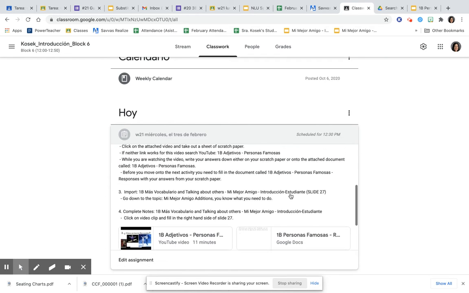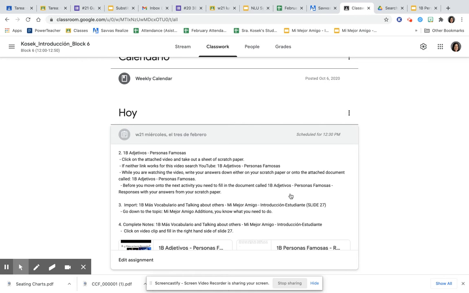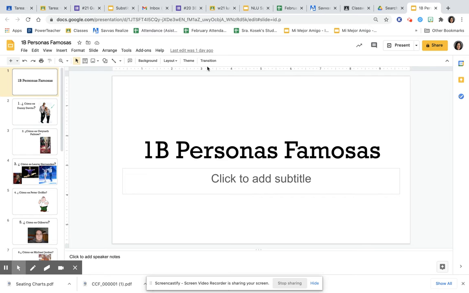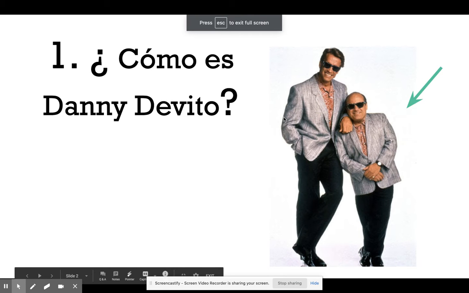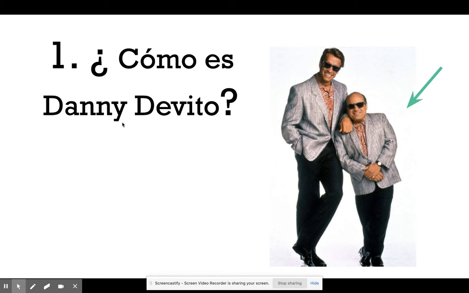So again, before you get started, you may want to take out a scratch piece of paper so that you can write down your answers. Okay, so today you guys are going to be working on coming up with answers to these questions. Write down numero uno, ¿cómo es Danny DeVito? So obviously I'm trying to point to Danny DeVito here.